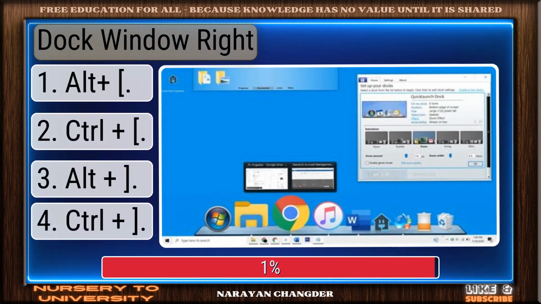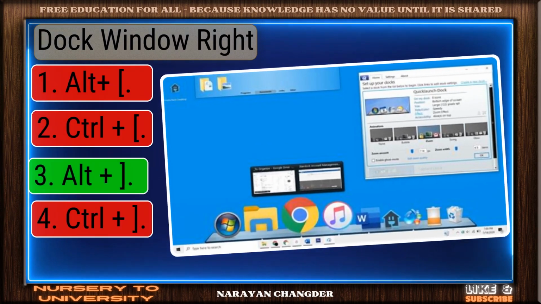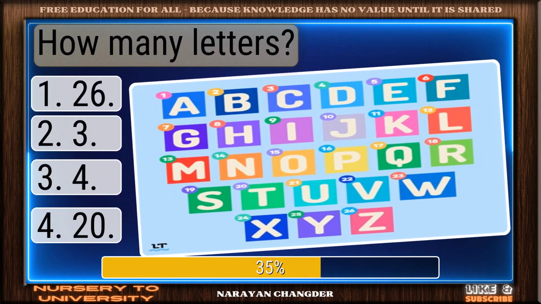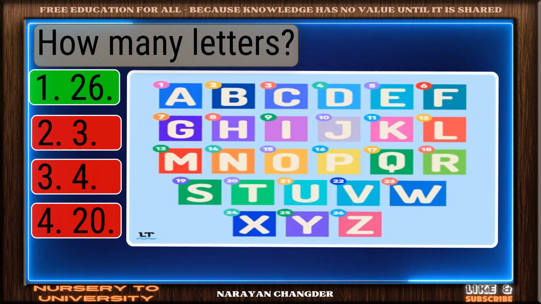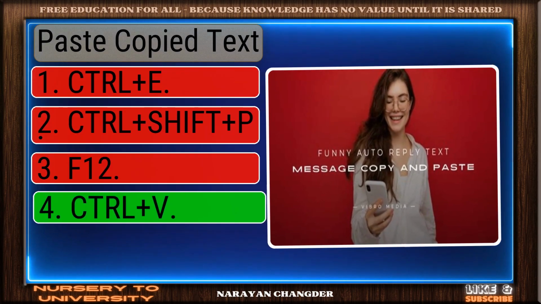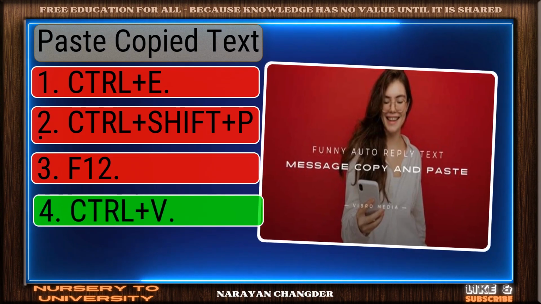Dock window right. Great thinking. Alt plus right arrow is the right choice. How many letters? Valid point. 26 is true. Paste copied text. Exactly. Ctrl plus V makes sense and it is the right choice.